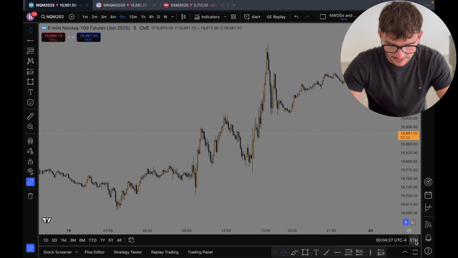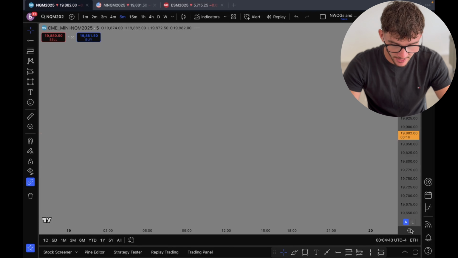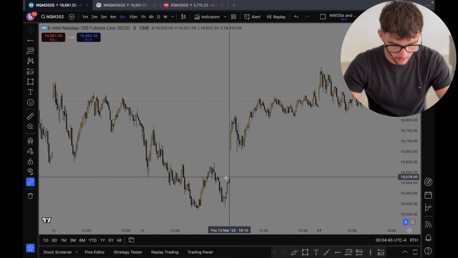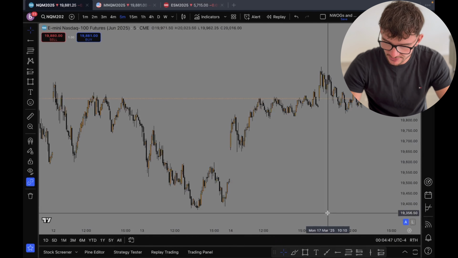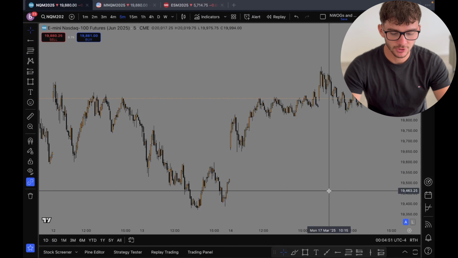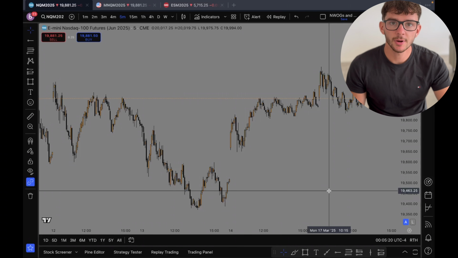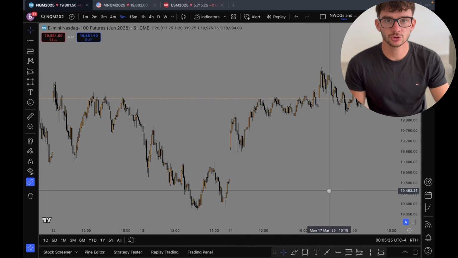We can toggle the electronic trading hours here, or if we scroll down to the regular trading hours and toggle that, then you will see that we get these gaps formed. The only difference between these two charts is that the electronic trading hours shows you all the movements in price 24/7 essentially, apart from the 1 hour that the market is completely shut between 5 p.m. and 6 p.m. Other than that, the market is open the rest of the time and is moving around, and you can see that on electronic trading hours.